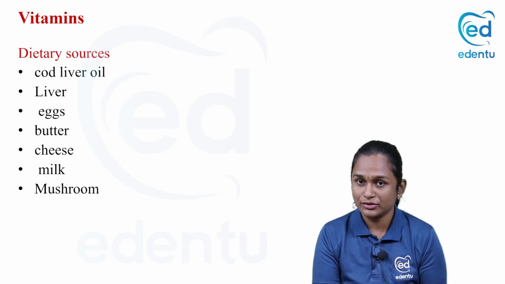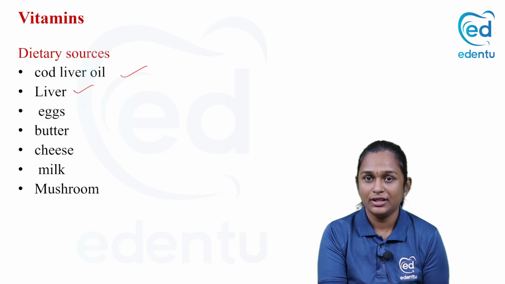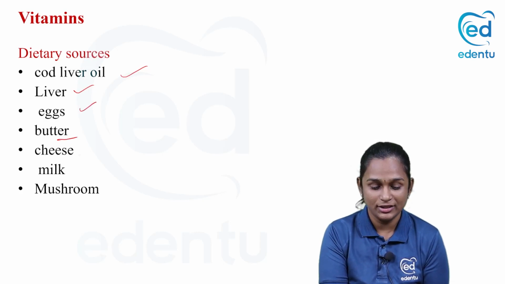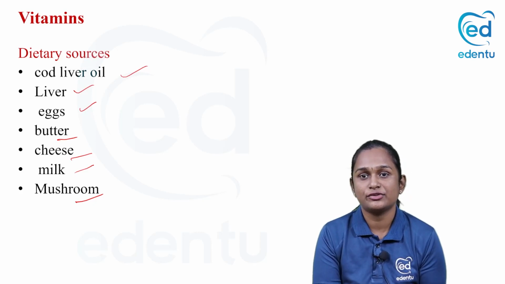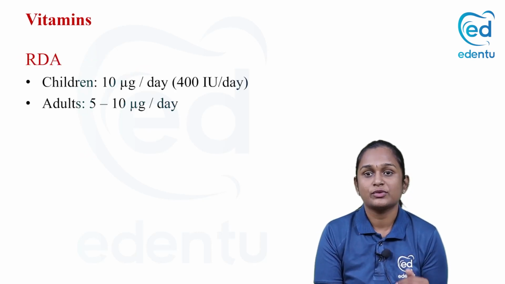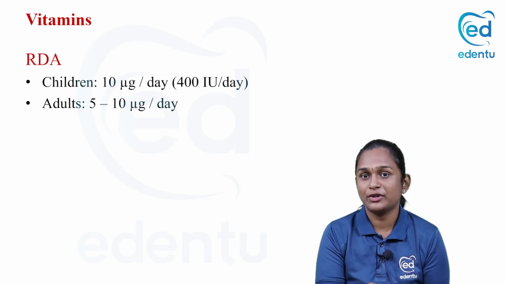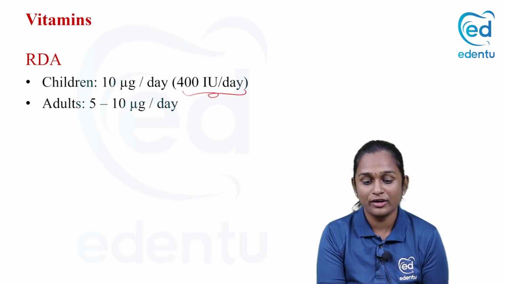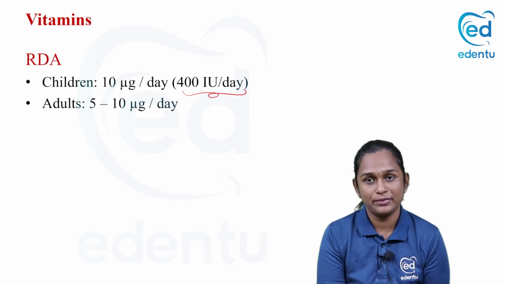And what are the dietary sources of vitamin D? Cod liver oil, liver, eggs, butter, cheese, milk and mushroom. So these are the dietary sources of vitamin D. So what is the recommended daily allowance of vitamin D? For children, 10 microgram per day, approximately 400 international units per day, and for adults it is 5 to 10 microgram per day.